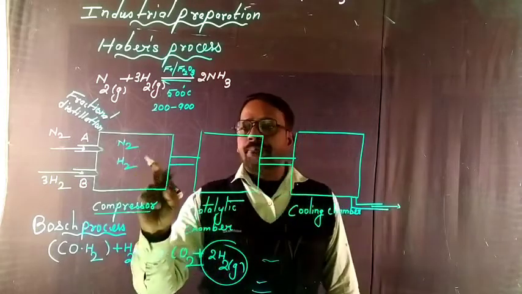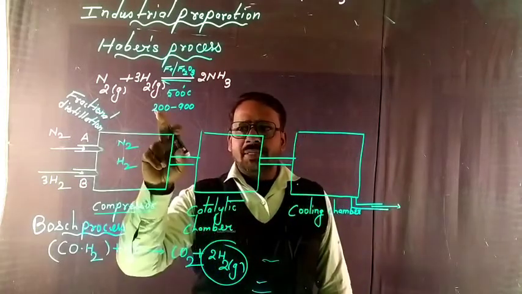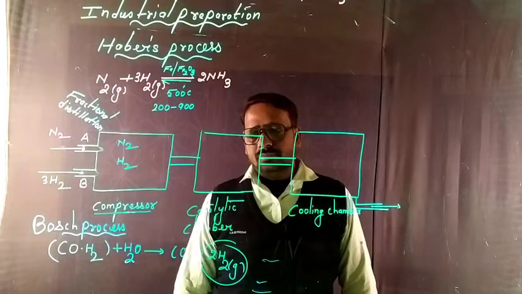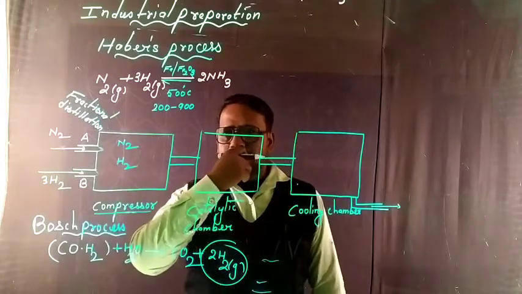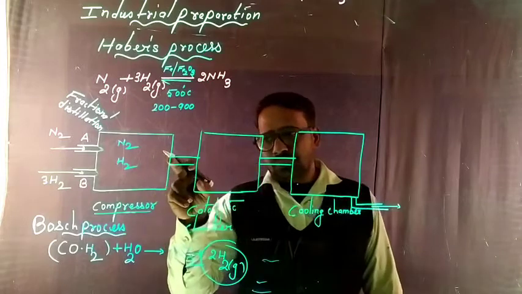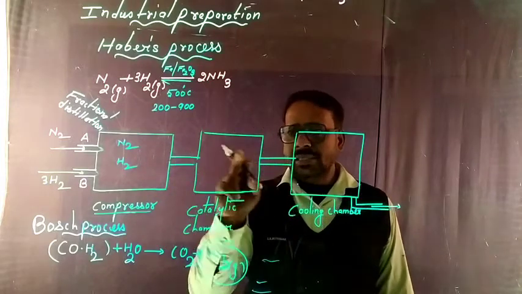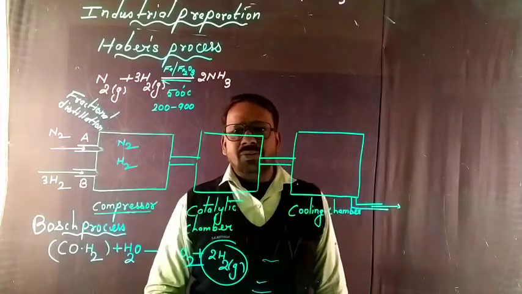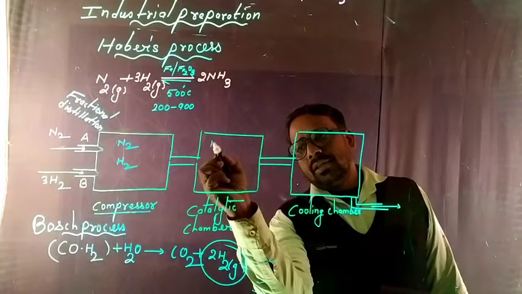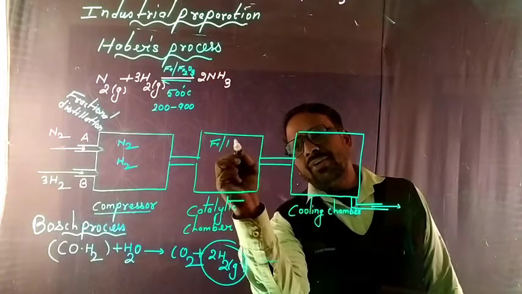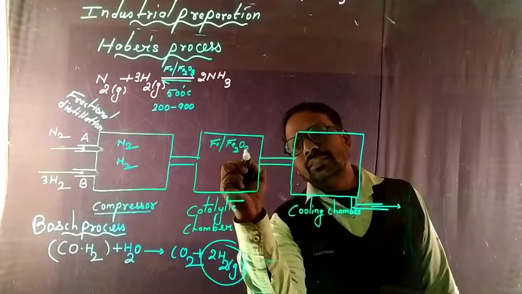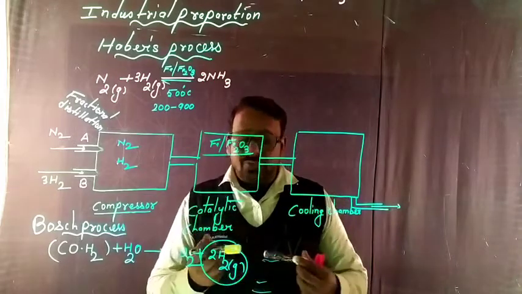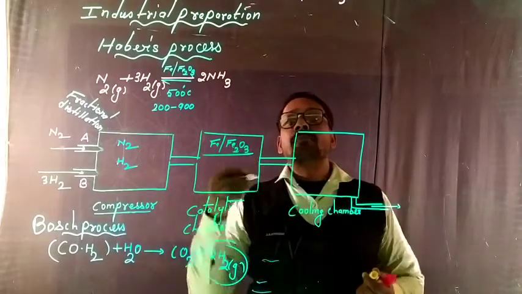And here the pressure must be maintained between 200 to 900 atm. Then this gas must be passed through this path into this chamber, and this chamber will contain the catalyst. And what catalyst will be there? Either you will take Fe or Fe2O3. This is the catalyst, and you know that to increase the efficiency of the catalyst, we will use some promoter.